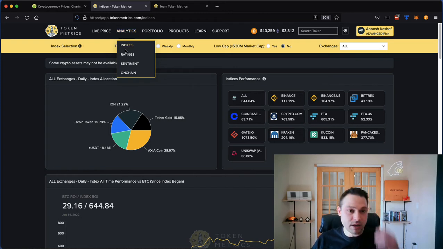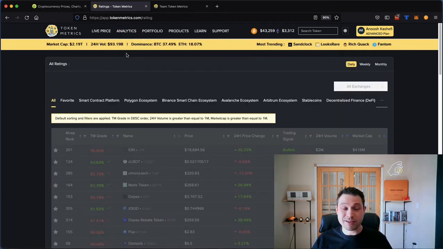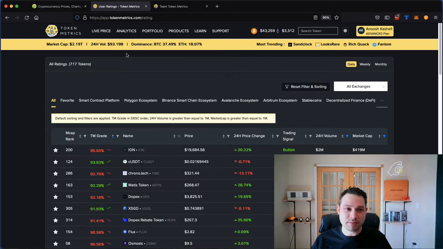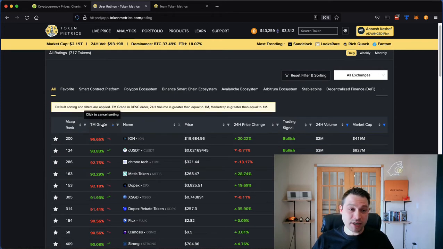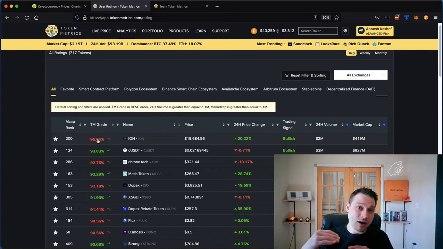So we have ratings, and this is one of my favorite tabs, probably top 1 or 2 tabs of the entire software. Okay, this is where Token Metrics has created their AI, right? And they have this grade, this rating, and this thing is watching all these crypto coins, and it's based off the artificial intelligence, the algorithm created by Token Metrics.